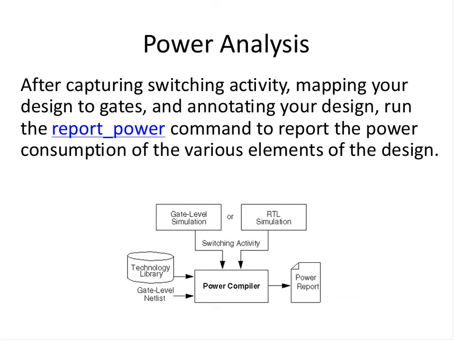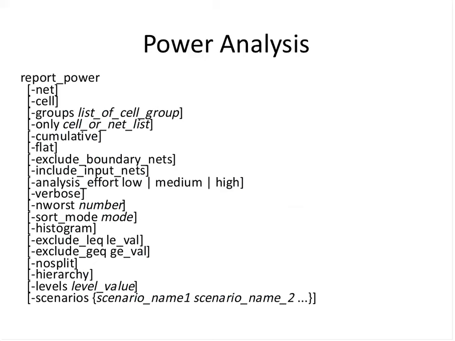It's very simple. From either gate level simulation or RTL simulation, we generate a switching activity, and we give it along with the gate level netlist. Over and above the setup that you do for Design Compiler for basic synthesis, you just need to have one thing, which is switching activity. That's the only thing you need. Rest all things are the same, and we just do a report_power, just like report_timing or report_area. Report power has many options. We'll probably see a few of those in the lab. You can read the man page.